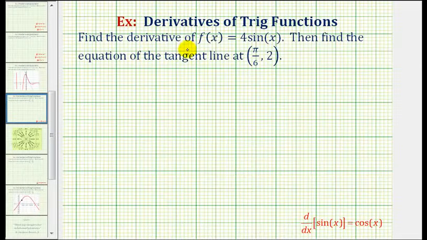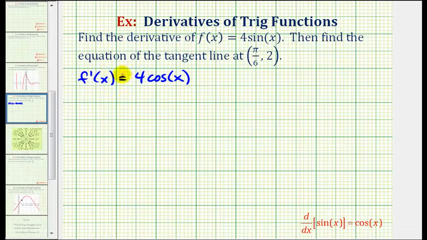We want to find the derivative of f of x equals 4 sine x, and then find the equation of the tangent line at the point pi over 6, comma 2. So if f of x equals 4 sine x, then the derivative function f prime of x is going to be equal to 4 times the derivative of sine x, which is equal to cosine x. So our derivative function is 4 cosine x.